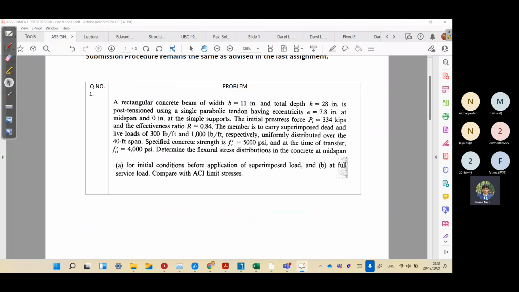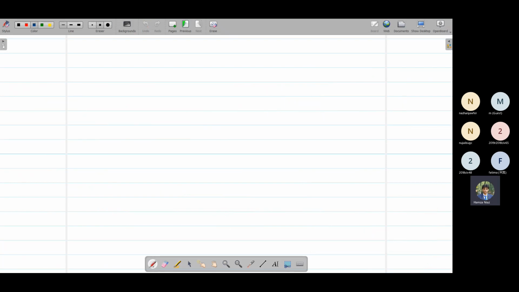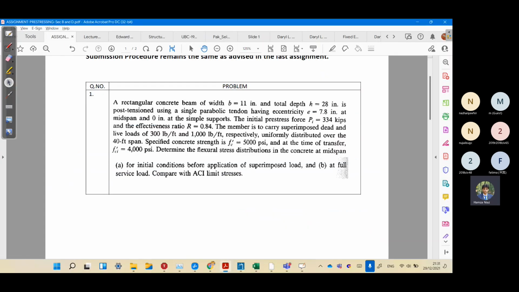We should go to numerical. We'll try to use the formulas in the numerical. Okay, any problem up till now? No, brother. Okay, so we'll go through the numerical.